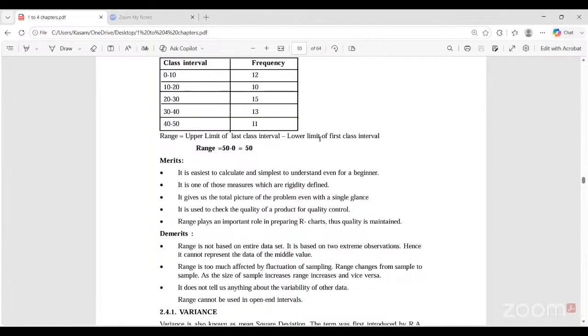Merits: it is the easiest to calculate, simplest to understand, even for a beginner. It is one of the measures which are rigidly defined. It gives a total picture of the problem at a single glance. It is used to check the quality of a product, in quality control. Range plays an important role in preparing charts, so quality is maintained. Demerits ఉంటాయి, ఒకసారి చూడండి.